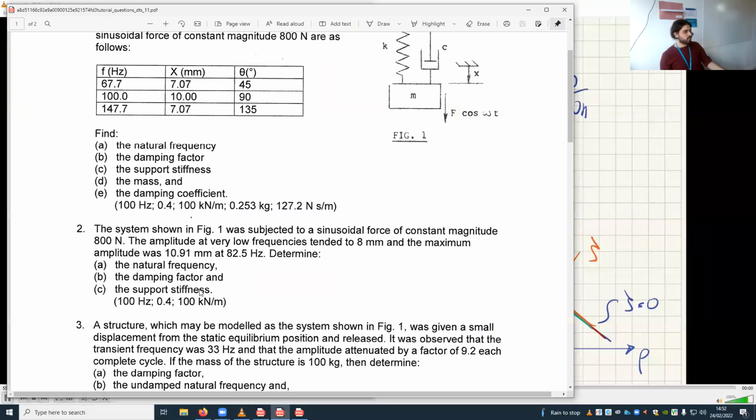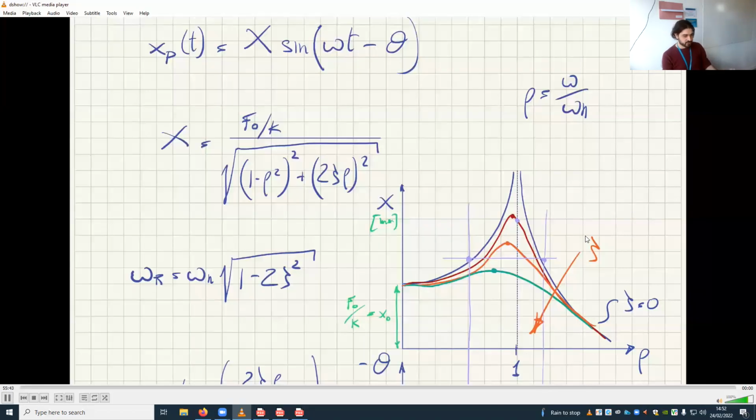And this support stiffness, as we said, we have 8 millimeters, which is x0, which is equal to f0 over k. So you can find k equals f0 divided by x0. So f0 is 800, x0 is 8, so 100 kilonewtons per meter. That is just a ratio. So it's quite easy. I gave you all the information here anyway. So once you know that this is 8 and this is 800, you can find k.